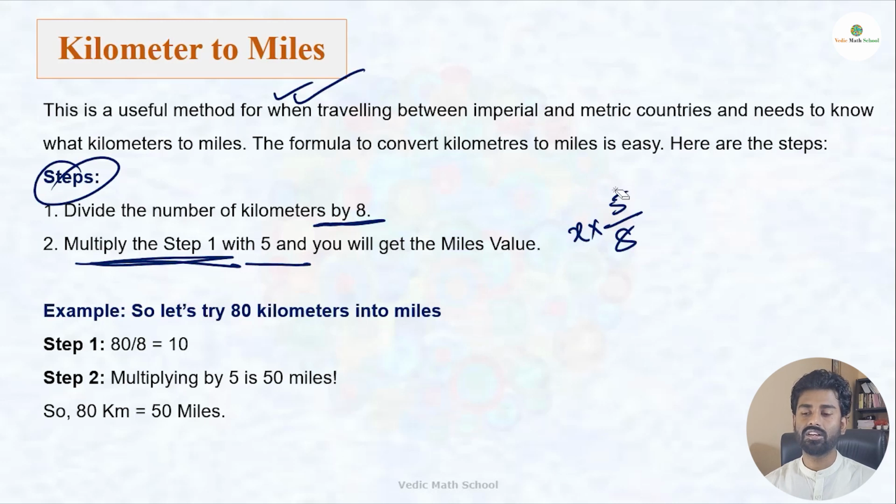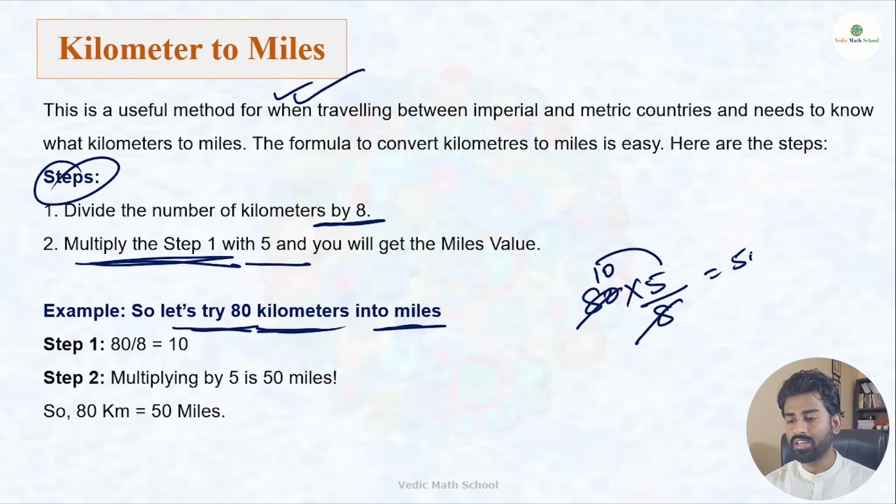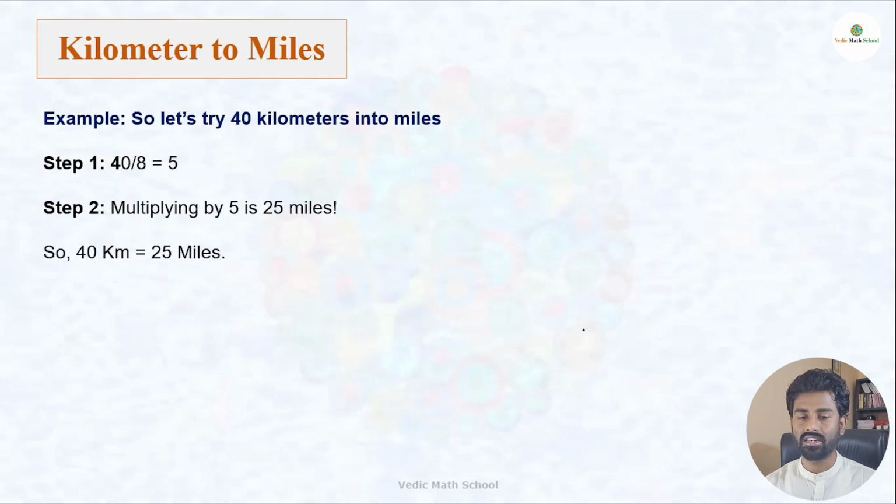Okay, so let's take one example and you will get it easily. Let's try to convert 80 kilometers into miles. 80 kilometer is the value. You have to check how many miles it is. So 80 kilometer is the value. I'm going to take 5, and I'm going to make it 8. Now cancel it out. You will have a 10. 10 into 5 is 50 miles. Simple. You will get the value and it is the right answer.